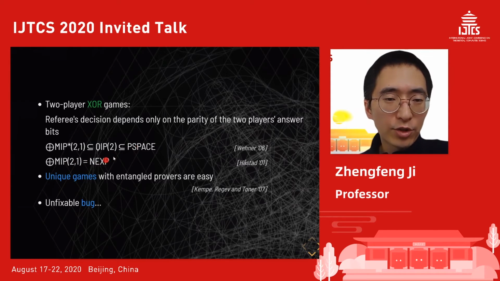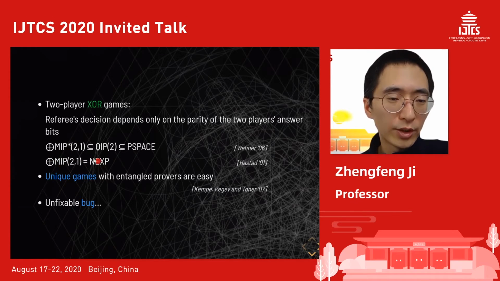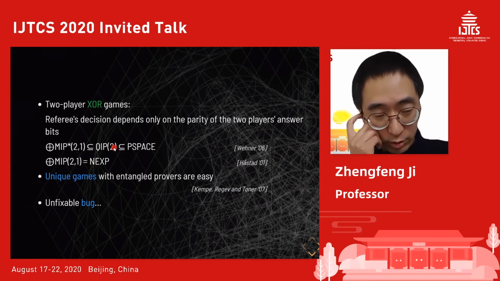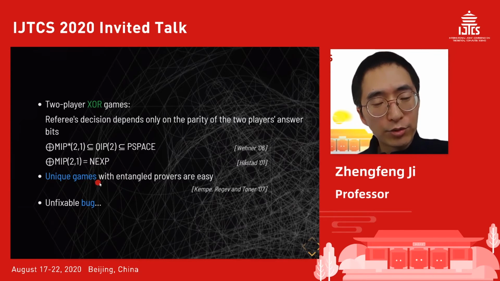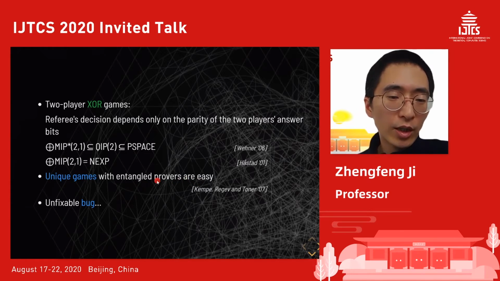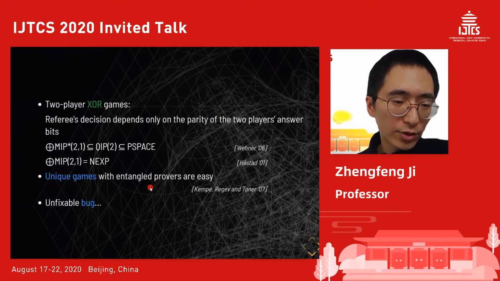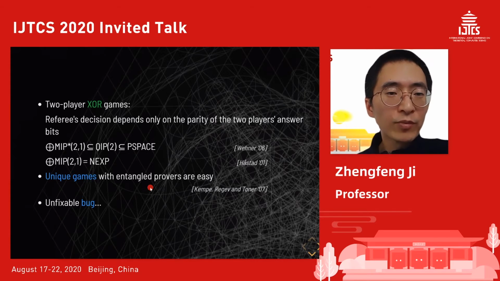And if you believe that these two classes are different, then actually using entanglement could be a problem. It breaks a lot of protocols here that are classically sound but not quantum sound, and it's not fixable because of the complexity class separations. Also, in unique games with entangled provers, it's easy, and classically we don't know the complexity of unique games. So in some sense, that's an unfixable bug that entanglement has caused to interactive proof systems.